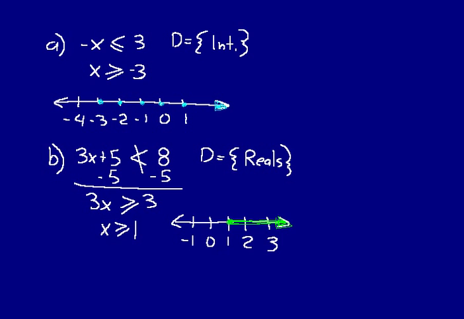On the multiplicative property of an inequality, if you have to multiply or divide both sides by a negative number, you need to remember to reverse the inequality around.